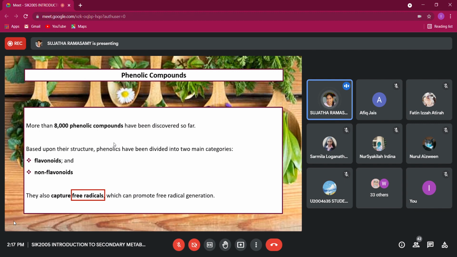Pernah dengar atau tak pernah dengar? Atau pernah dengar tapi tak tahu? Anything? Just say something. Never heard of it. Oh, never heard of it.